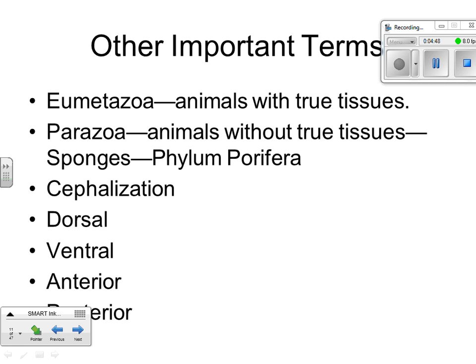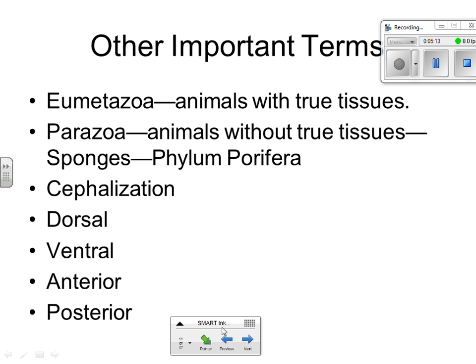Now, we talked about these terms the other day. Metazoans are animals with tissues. Pretty much all animals except sponges. Sponges don't really have tissues. They're called parazoans. And we talked about some terms. Cephalization. What did that mean? Yep, the sensory organs are highly concentrated in the head.